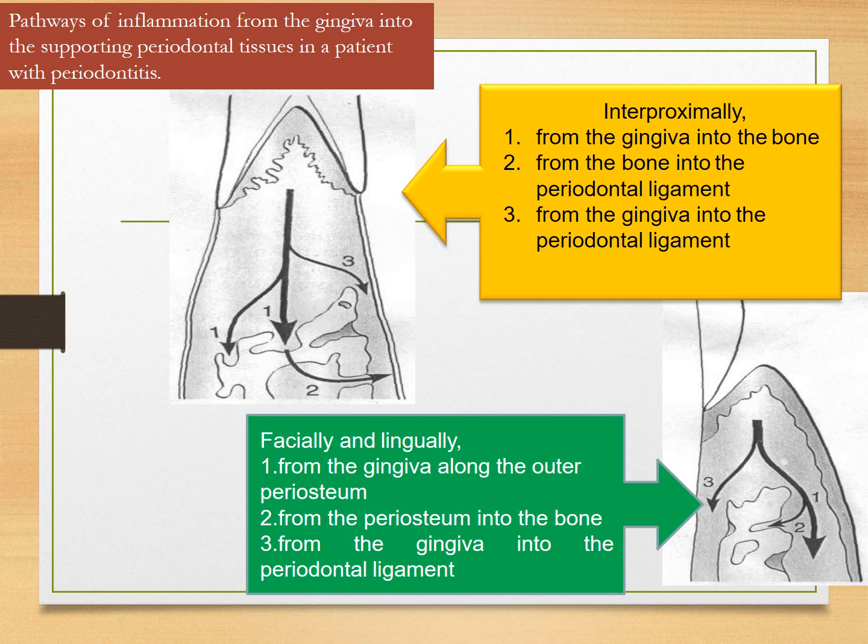Then, coming to the pathways of inflammation from the gingiva into the supporting periodontal tissues in a patient with periodontitis, you can see that interproximally it might enter the blood vessels, and from the gingiva into the bone, and from the bone into the periodontal ligament. So these are the three pathways of inflammation: from the gingiva to the bone in the interproximal region; facially and lingually from the gingiva along the outer periosteum, and from the periosteum into the bone; and also from the gingiva into the periodontal ligament.